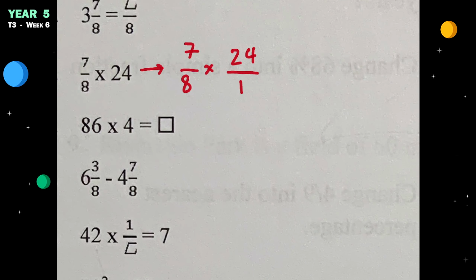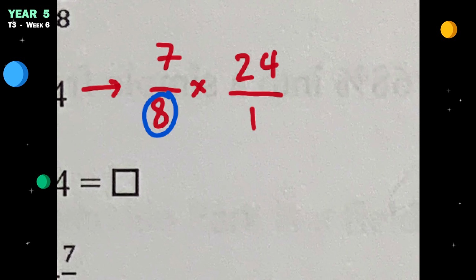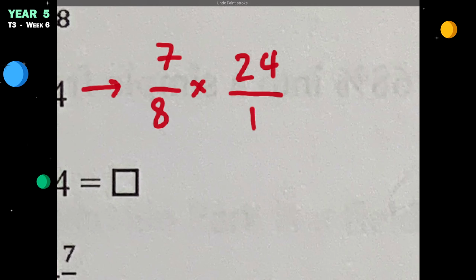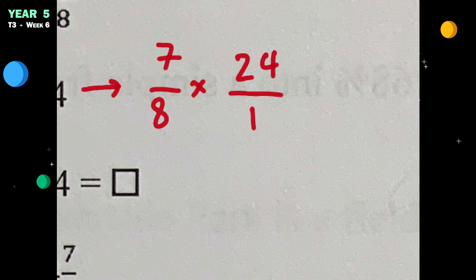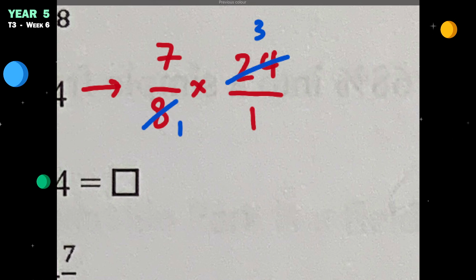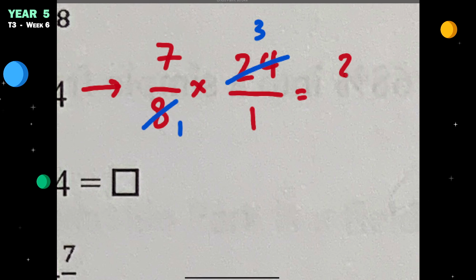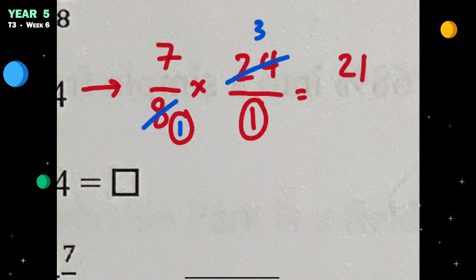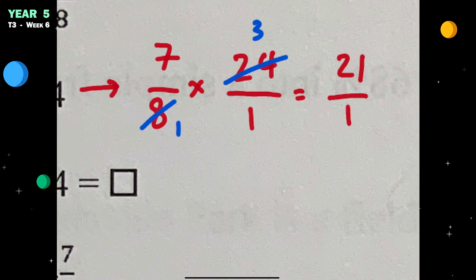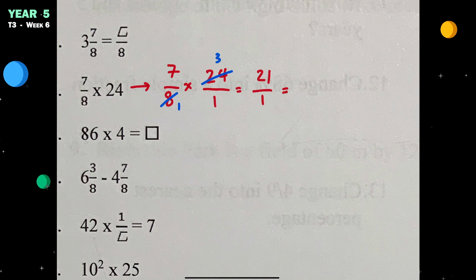Alright, well, did you notice that 8 and 24 can be simplified? We can divide them both by, some people might say 2, some people might say 4, they're both true, but the better number would be 8. We can divide them both by 8. 8 divided by 8 is 1. 24 divided by 8 is 3. So now we have this. What is 7 times 3? That's equal to 21. And what is 1 times 1? That's equal to 1. But 21 over 1 is obviously a whole number, so that's just 21.